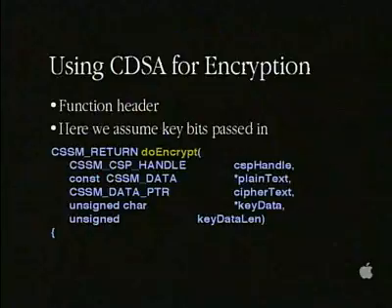So the header for our function looks like this. It's a do encrypt. It's going to take a CSP handle. We'll talk about that in a second. It takes the plain text coming in. It returns the encrypted data as ciphertext. And it has the actual key data for the passphrase and the key length, basically telling us how long that is.